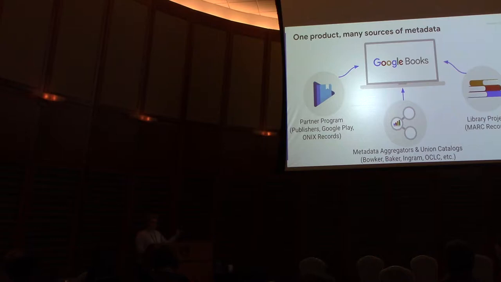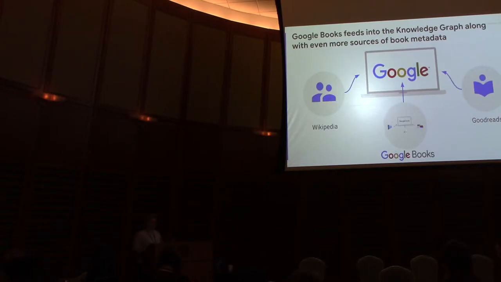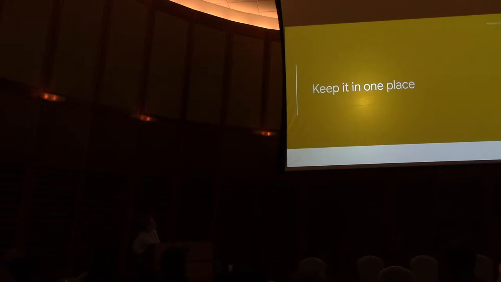So that all goes into Google Books, and then after that, Google Books feeds into the Knowledge Graph, which is just the main Google. And then we have a couple other sources of bibliographic data, which includes Wikipedia and Goodreads. And I'll let you guess which of these is most digestible. It is not the Google Books, though.